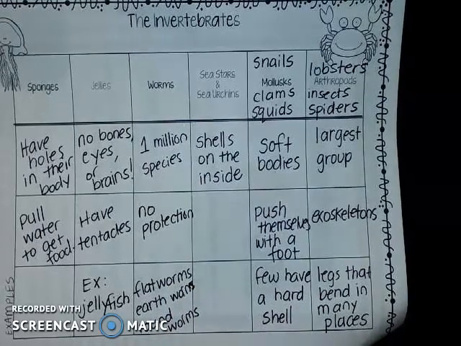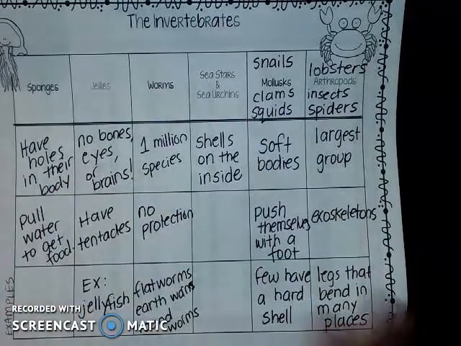And that's it, boys and girls. We have filled out our invertebrates chart. These are the 6 types of invertebrates out in the world. And remember, these are all invertebrates that have no what? No backbone or no bones at all.